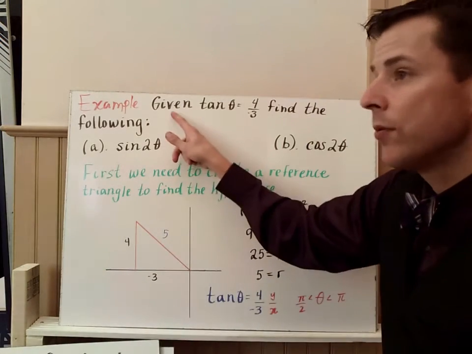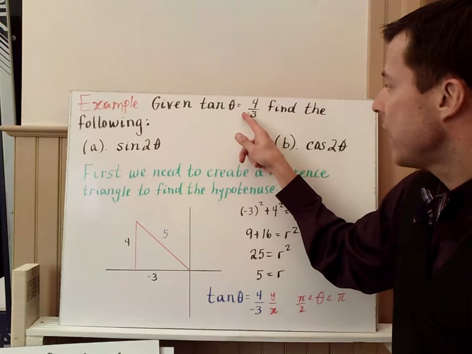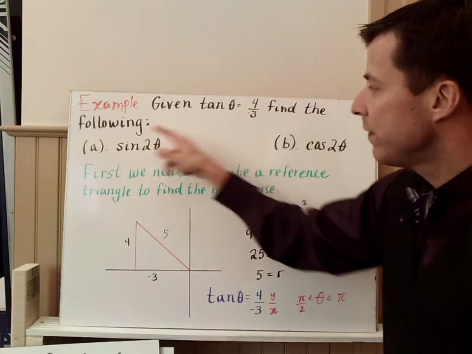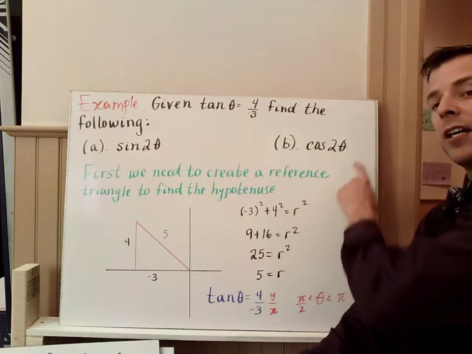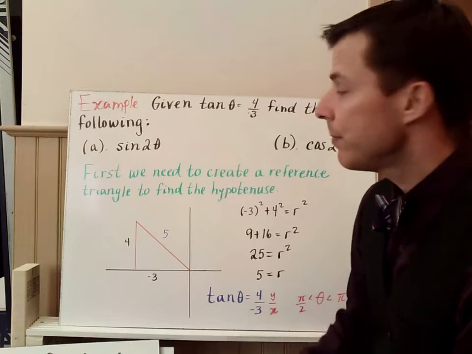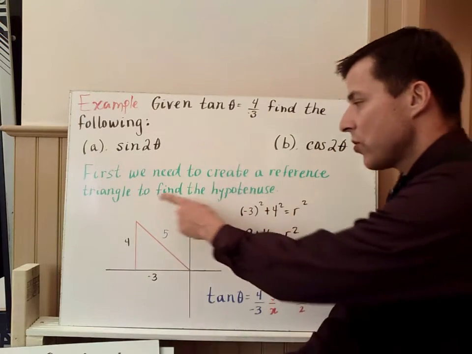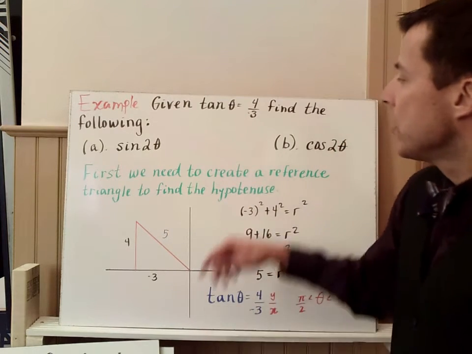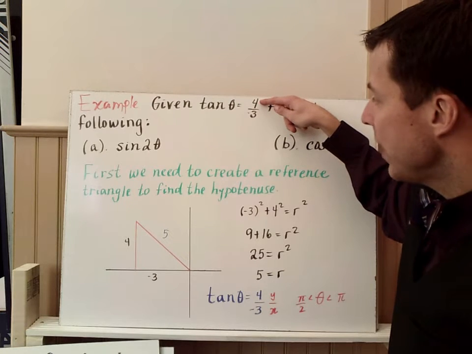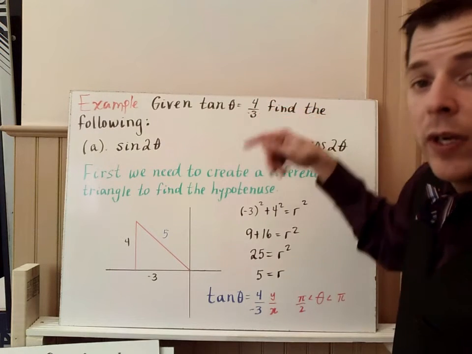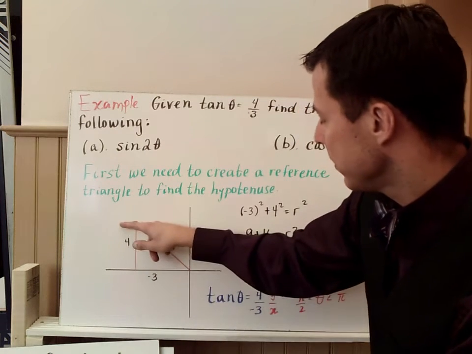Now, in our first example, we're given that tangent theta is equal to 4 over negative 3. Find the following. We want to find sine of 2 theta, and we want to find cosine of 2 theta. In these examples, we have to go back to our reference triangle. So we're going to create a reference triangle to find the hypotenuse. So remember, tangent is opposite over adjacent. It's the y value over the x value. We need the r value here. So here's my reference triangle, negative 3 and 4.